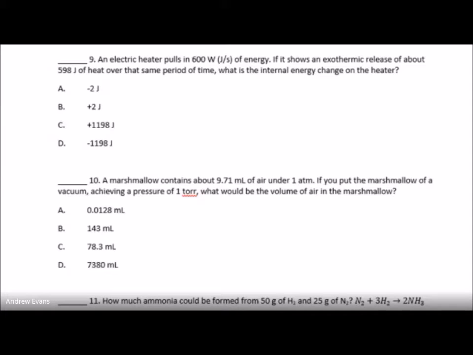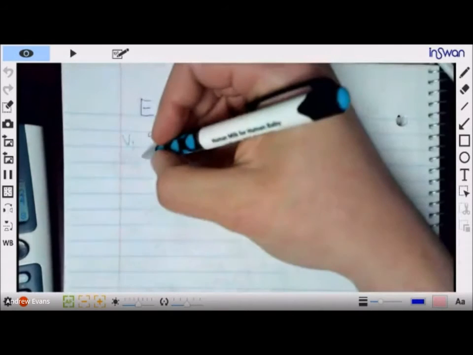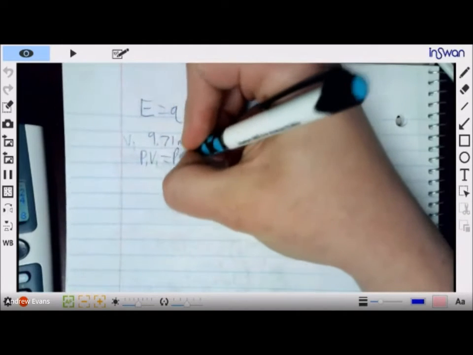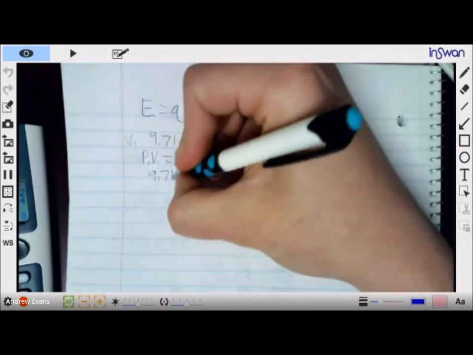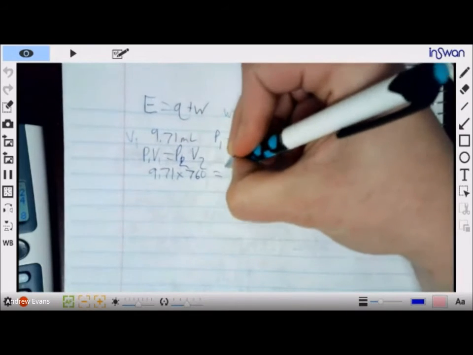The next one, a marshmallow contains about 9.71 milliliters of air at 1 atmosphere. So V1, P1. If I pull a vacuum and achieve 1 torr, what would the volume be? So V2. So this is P1V1 equals P2V2. The only trick is you have to convert pressure to similar units. You cannot use torr and atmosphere. So there is 760 torr in an atmosphere. So I'm going to say 9.71 times 760 equals 1 times V2.